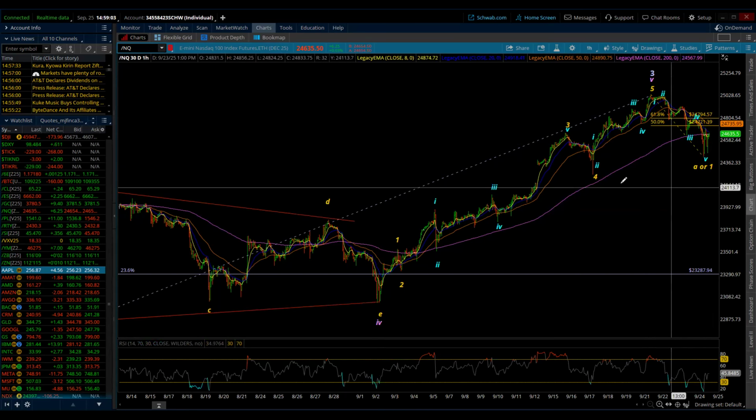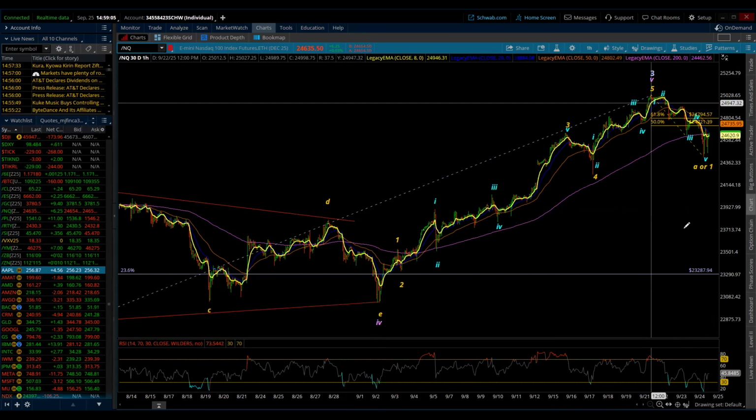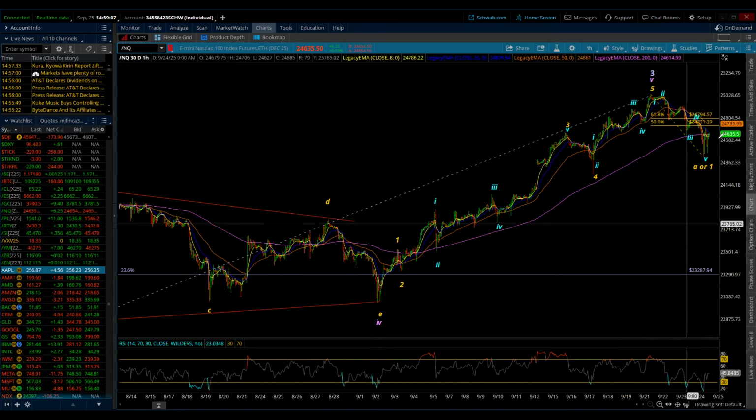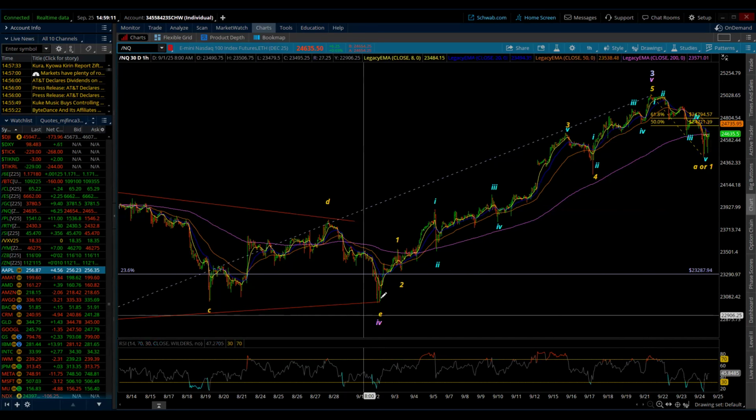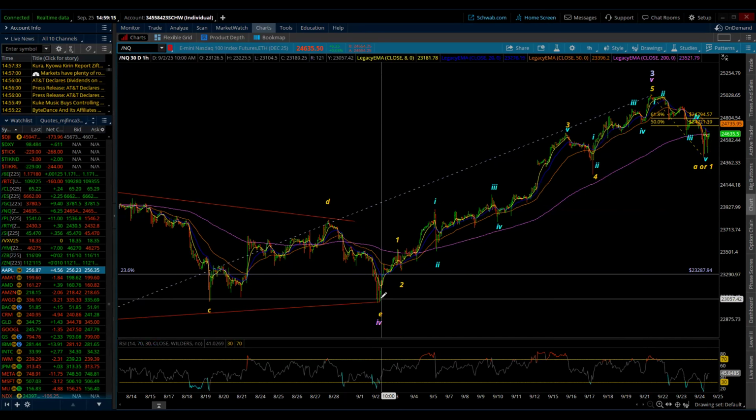And then, which could happen, don't get me wrong, it could happen. It could come real close and then turn and rally in a B wave and come back down and hit these levels. So both remain active, in terms of what we should be looking for.